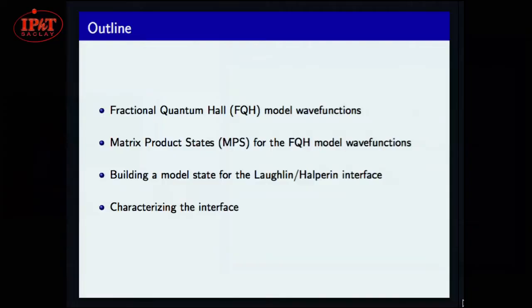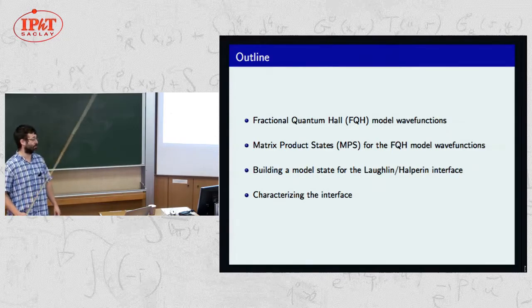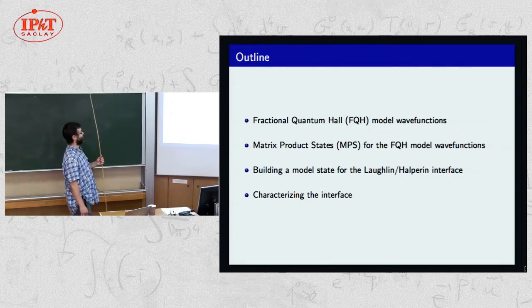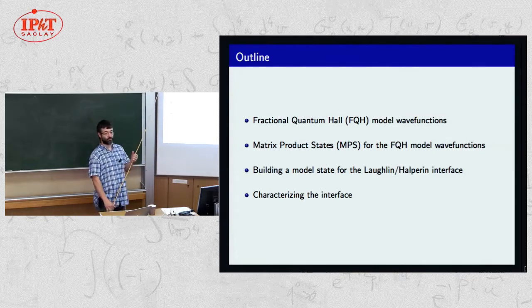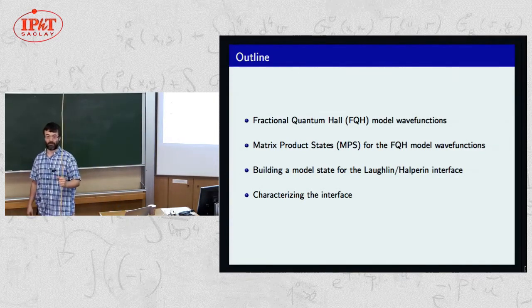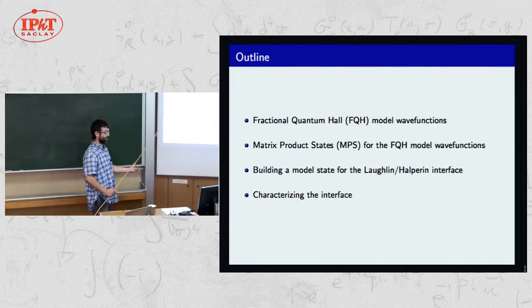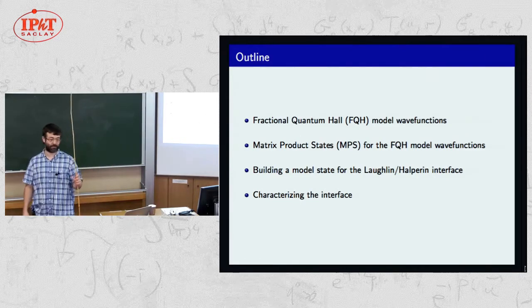So the outline of the talk will be as follows. First, I'll recall some basic facts about fractional quantum Hall model wave functions. In practice, mostly we'll be talking about the Laughlin state. Then I will move on to the matrix product state description of these model wave functions. That's going to be the elementary brick. When we have this, it's going to be actually very easy to build this model wave function describing an interface. So I will introduce this interface wave function, and from this, then we're going to see what we can say about these interfaces.